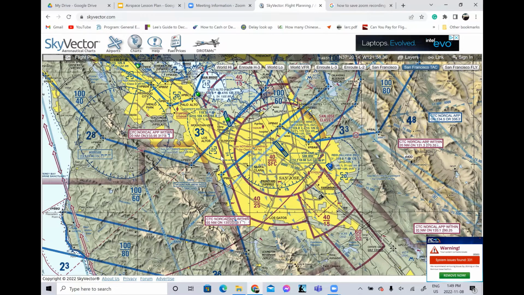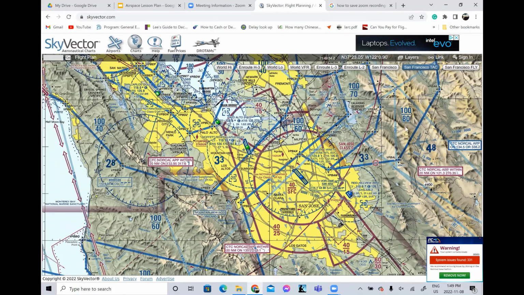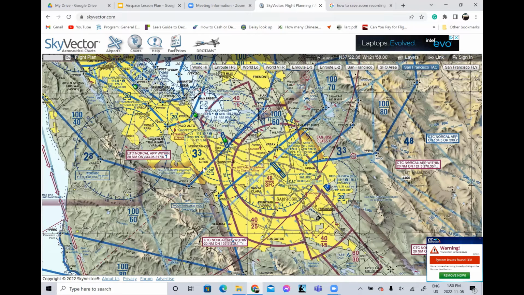And over here, let's use a better example. Okay, let's just use Moffett Field. So this one is surface to 2, but not including 2,500. And the reason I say not including is because this 25 has a minus in front of it. So in this case, the class Delta will terminate at 2,499 feet.